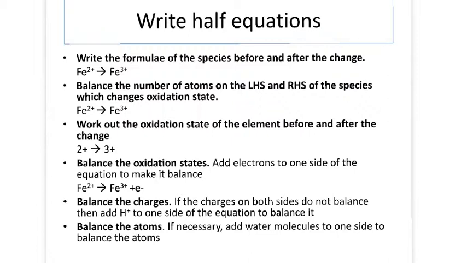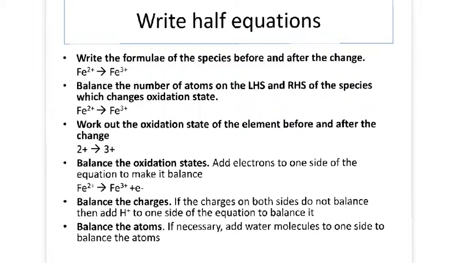The first one we're going to look at is Fe2+ going to Fe3+. All you do is write a chemical arrow, on the left hand side what it is before, and then on the right hand side what it is afterwards. So we're just writing Fe2+ arrow goes to Fe3+.